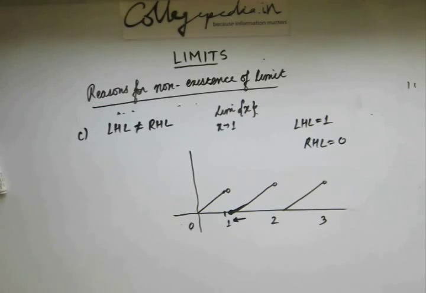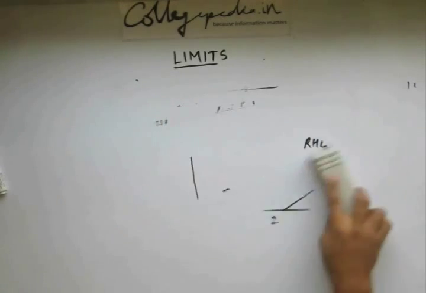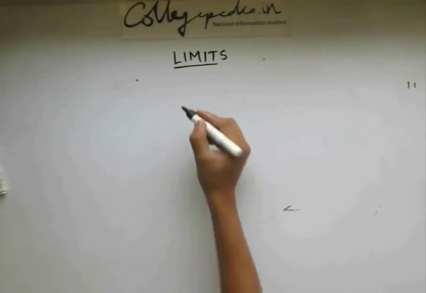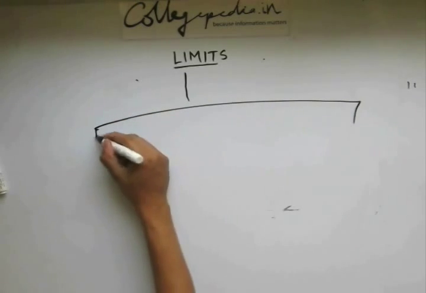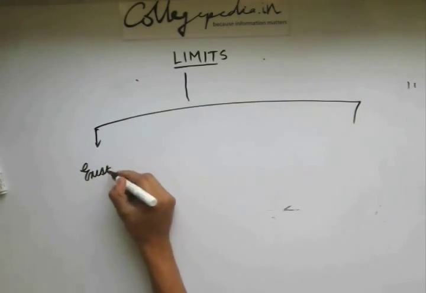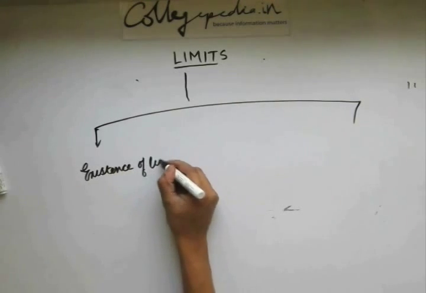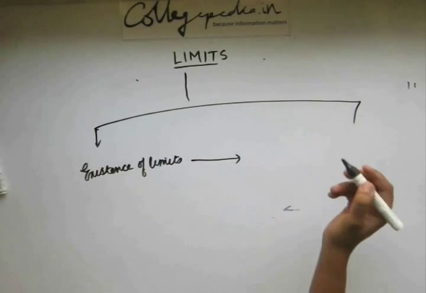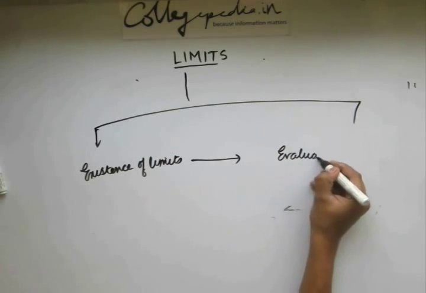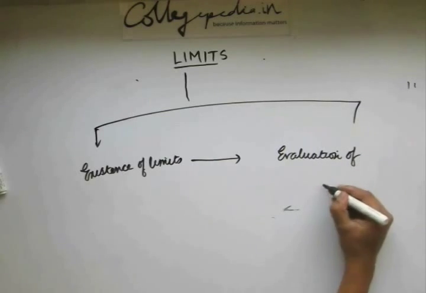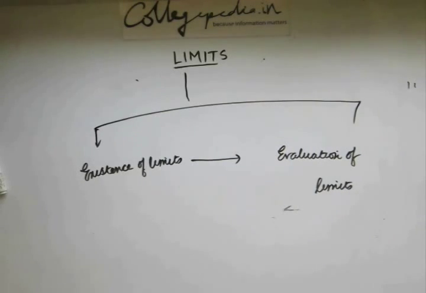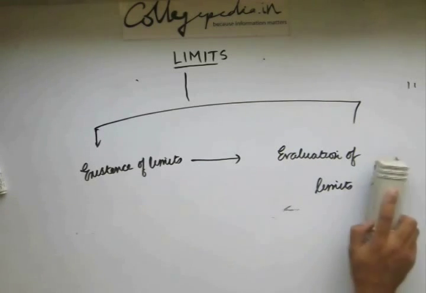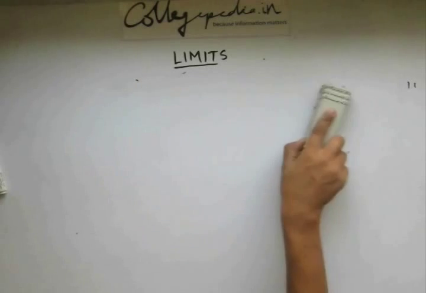So, in questions of limits, the questions are generally of two types. First, you have to check whether the limit exists or not. So the questions can be broadly classified into two parts. First is the existence of limits. And the second case is that if the limit exists, what is the value of the limit, or evaluation of limits? Now, we'll take this one by one. Let's first see questions on existence of limits.